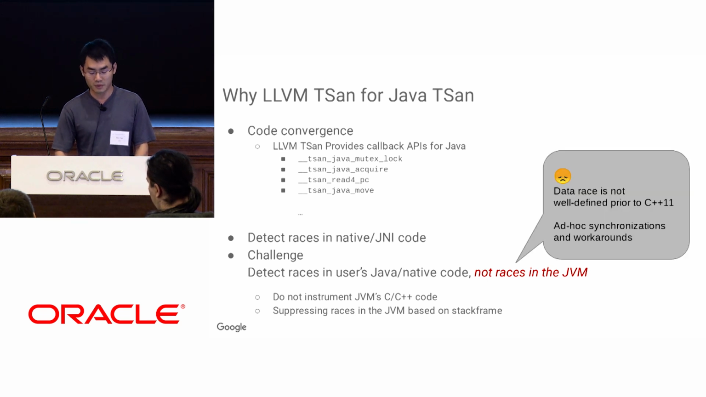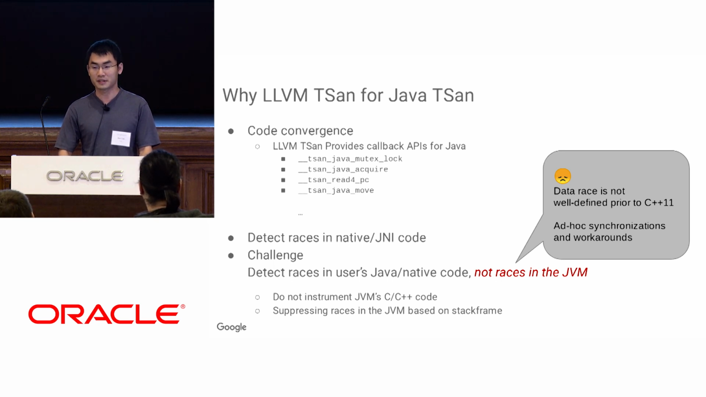The reason why we don't target the races in the JVM itself is because it is hard. Data race is not actually well defined prior to the C++11 standard, and unfortunately, the JVM itself is not C++11 compliant. Fortunately, we will be moving towards that goal eventually.